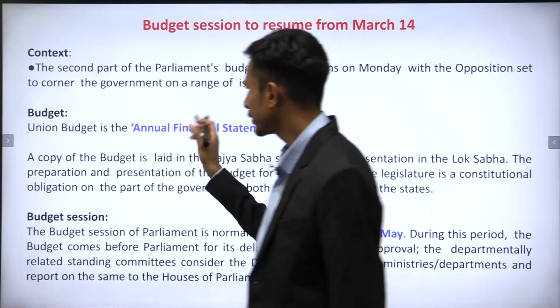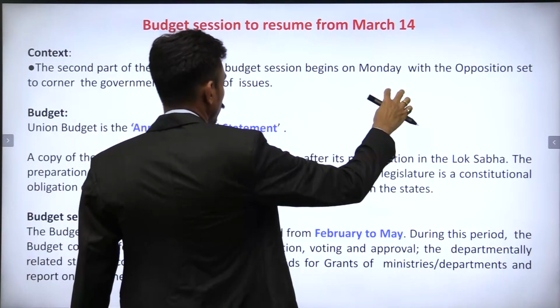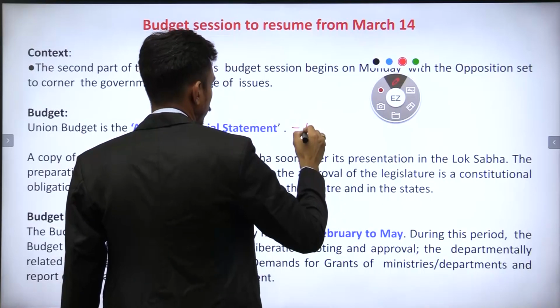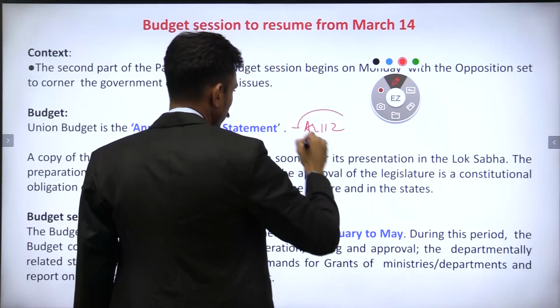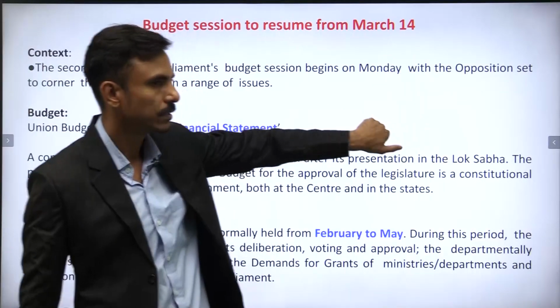As it says, the union budget is the annual financial statement, and you would be knowing that it is mentioned under Article 112 of the Constitution, correct? So these are the details, right?